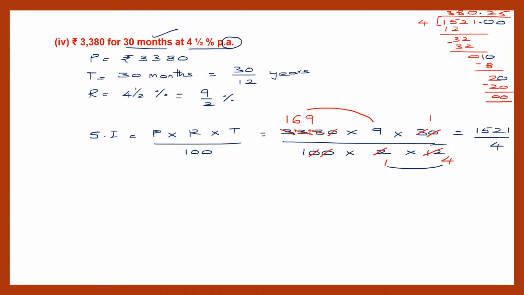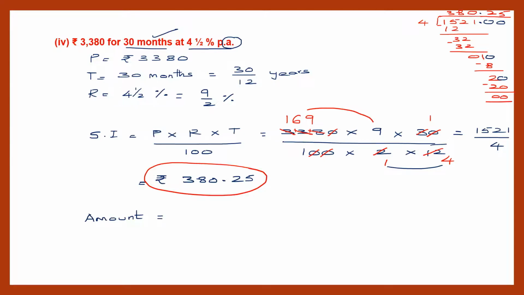380.25. So that is the simple interest. Simple interest is rupees 380 and 25 paise. So we have 2 digits after the point, and that's correct because this is rupees. So now we have found the simple interest. This is the first part of the question. Find the simple interest. Second is find the amount.